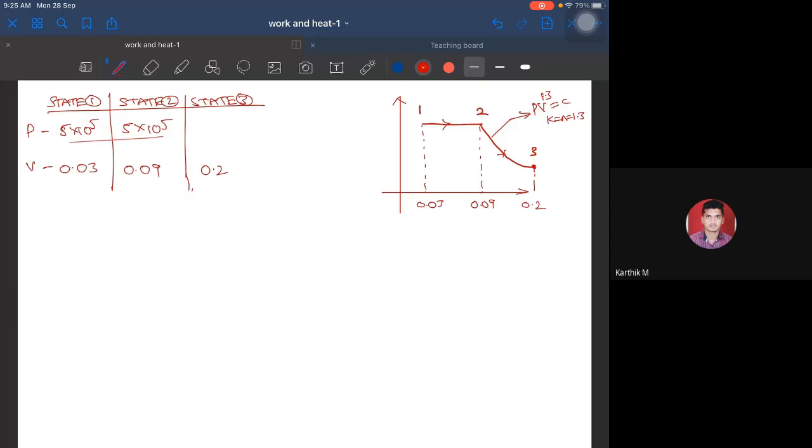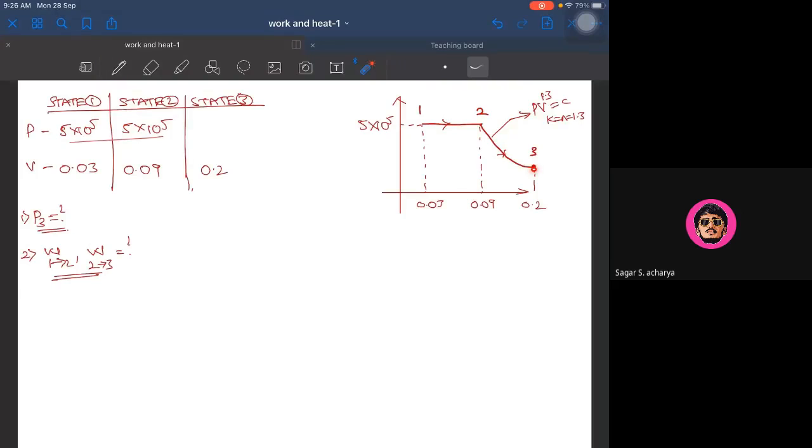So what are we supposed to do? I have got all the information. Find the pressure at state 3. Is this the only thing or is anything else asked? Work done also you have to find: work done from 1 to 2 and work done from 2 to 3. So both the things we have to find. Now, let me find the pressure at state 3.